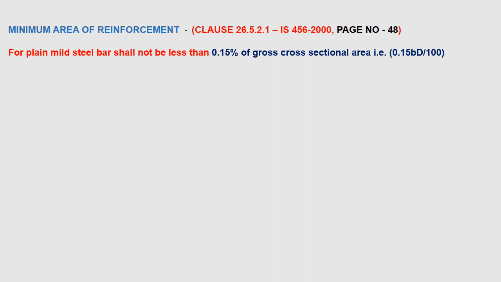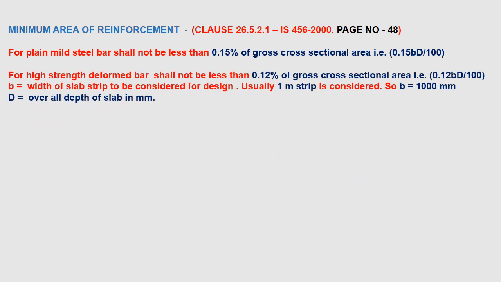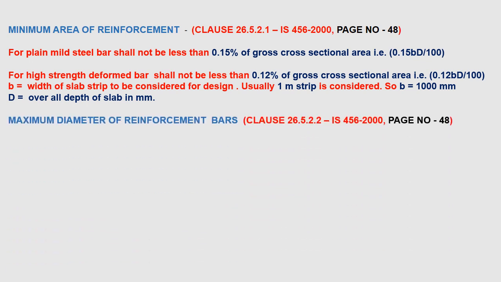Now I shall discuss the minimum area of reinforcement as per clause 26.5.2.1. For plain mild steel bar, the minimum area of reinforcement shall not be less than 0.15% of the gross cross-sectional area. For high strength deformed bar, it shall not be less than 0.12% of the gross cross-sectional area. And when we calculate the gross cross-sectional area, we shall consider small b equal to 1000 millimeter and capital D is the overall depth of the slab in millimeter.